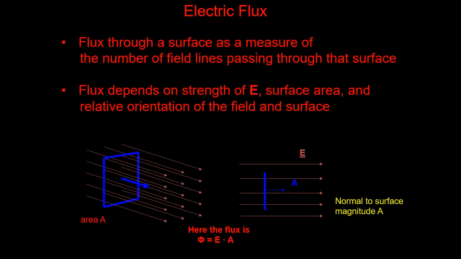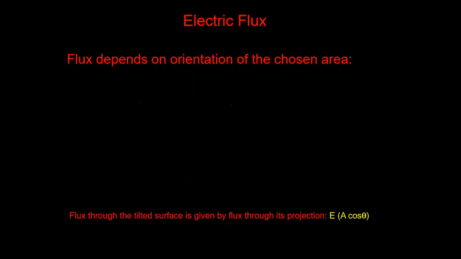So the flux through a surface is a measure of the number of field lines passing through that surface and is dependent on E, A, and cosine theta, how the field is oriented relative to your surface. The maximum flux will always be when most field lines are being intercepted, when the field lines are running this way and the area is oriented 90 degrees to your electric field. So your flux is heavily dependent on the orientation of your chosen area. So phi is EA cosine theta, as we already said.